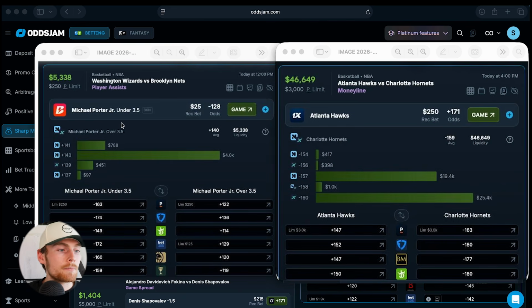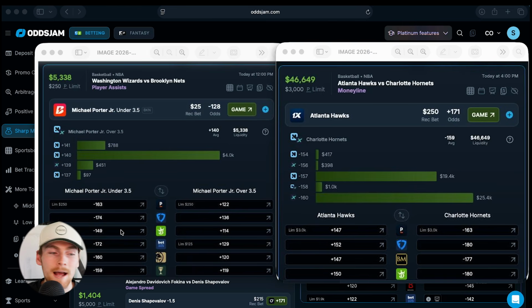Let's continue on with Michael Porter Jr. under 3.5 assists. Same premise here. I absolutely love this play. 5.3K worth of liquidity on this, $250 limit from Pinnacle. And then we see here, this is the golden metric that I like. This is probably my favorite play that I will talk about in this video today. Pinnacle, minus 163. FanDuel, minus 174. DraftKings sitting down at minus 149. So we see two of the sharpest books, one of the sharpest player prop books in the world, in the minus 160s and minus 170s, and you could grab it at minus 149 over on DraftKings.